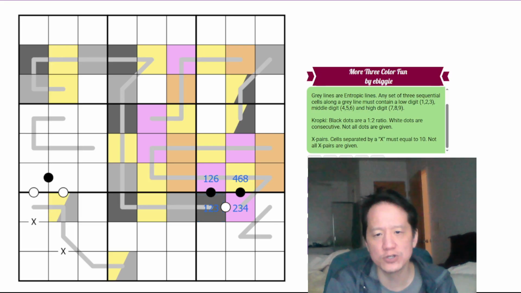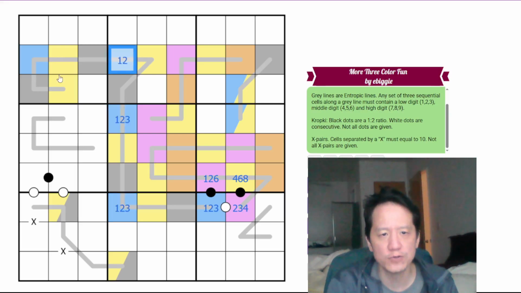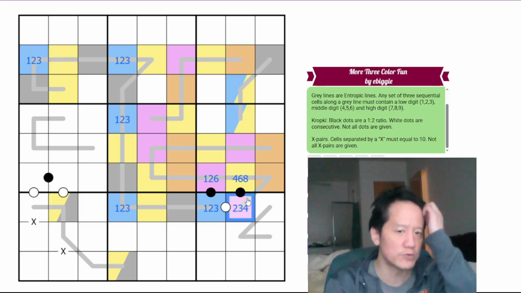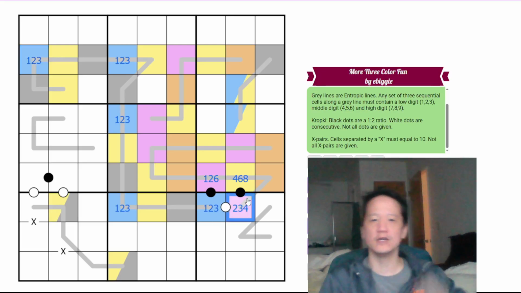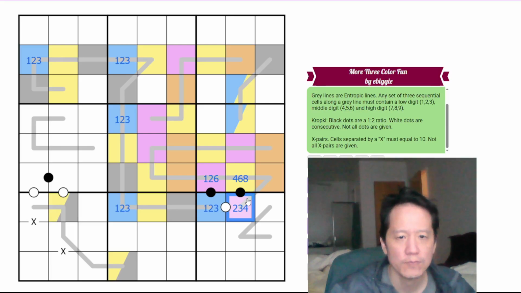So we know the darks are all the lows. The darks are specifically low. So this is 1, 2, or 3. This is 1, 2, or 3, 1, 2, or 3, 1, 2, or 3. We don't know about pinks. Pinks could be low, but they also could be medium too.